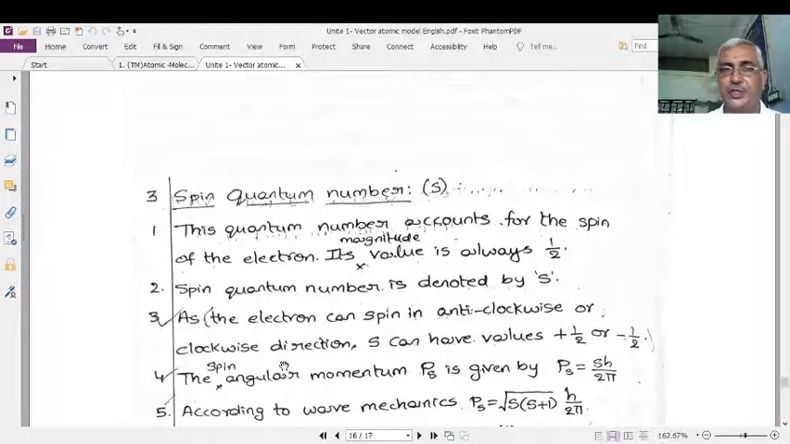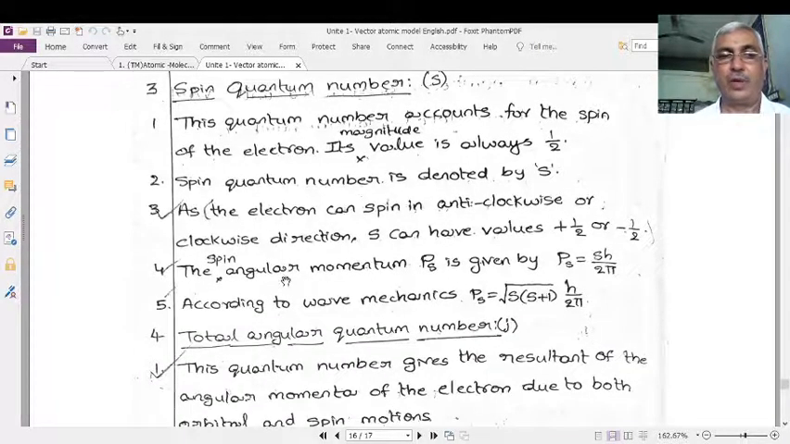The third one is the spin quantum number. Very clearly, this is for the quantization of the spin motion of the electron. In order to quantize the spin motion of the electron, they proposed the spin quantum number. It is denoted with the letter S, and it will take either plus half or minus half, because spin means the electron spin may be clockwise or anti-clockwise. Clockwise spin is plus half, and the anti-clockwise spin automatically becomes minus half.